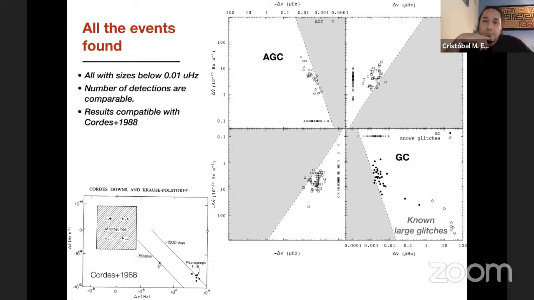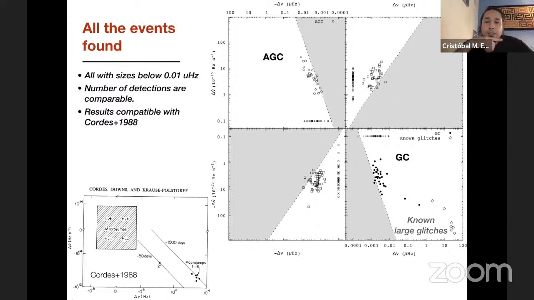So you can see that all the events that are found by this method live approximately in the same area of the diagram, considering the signs, and that the real glitches that we knew from before are detached from them. This is similar to something that Cordes had found. They also had a method, completely different to ours, to identify what they called microjumps. As you can see in the top and bottom plots on the left, they also identified events at a similar size scale, which are completely separated from what they called macrojumps, which are the large glitches of the Vela pulsar. So this is consistent. The number of events in each of these quadrants is comparable.